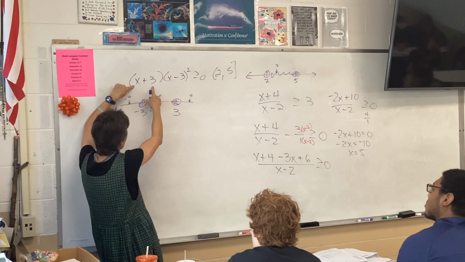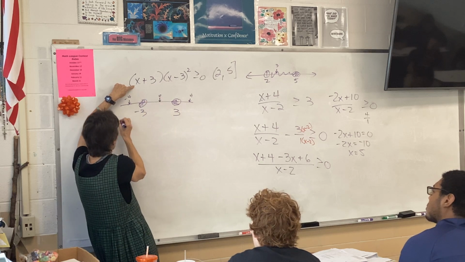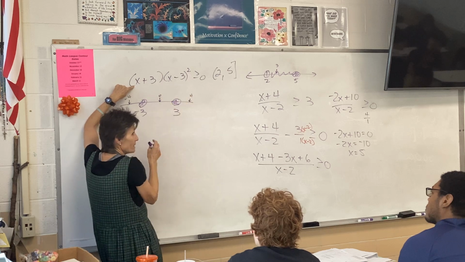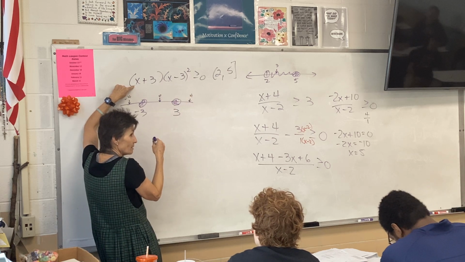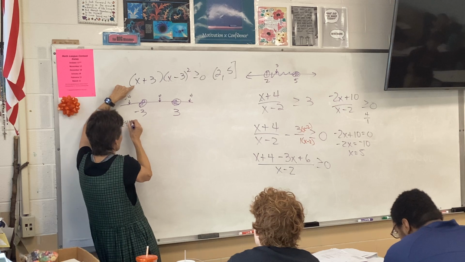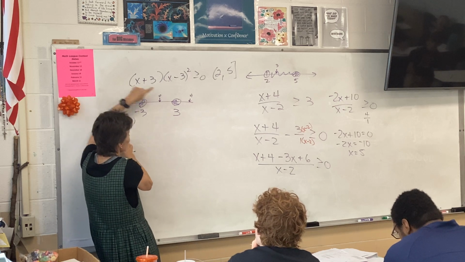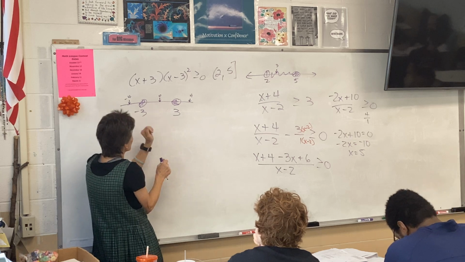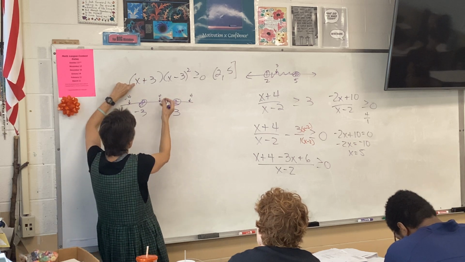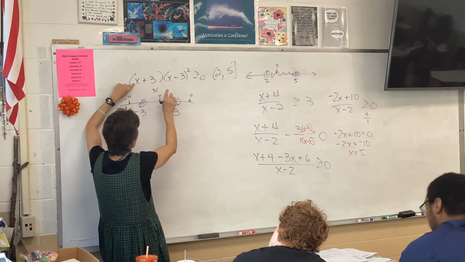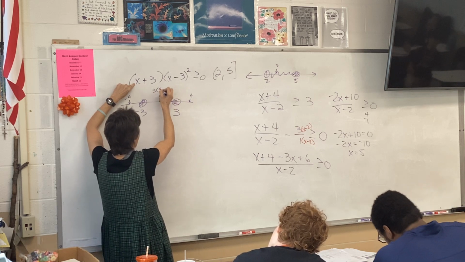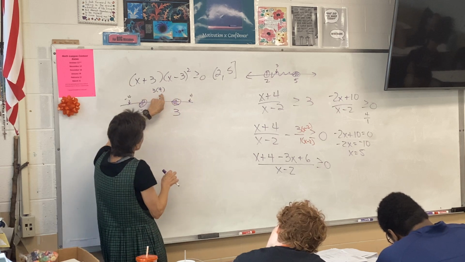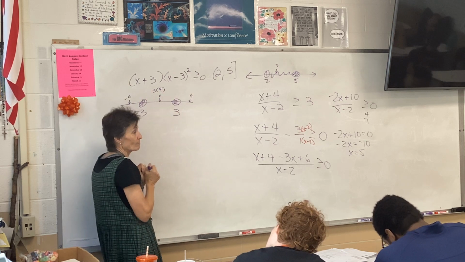Negative 4 plus 3 is negative 1. Negative 4 minus 3 is negative 7, but I'm squaring it, so it's 49. Does that give me greater than 0? No. Don't shade. All right, let's put in 0. 0 gives me 3 times 9, because I squared that, so it would be 9. Does that give me a number bigger than 0? Yes. Shade it.